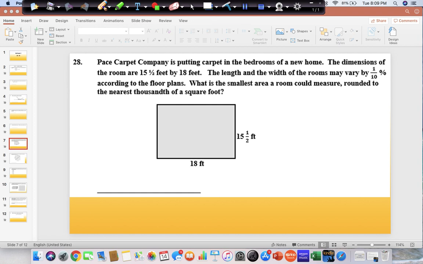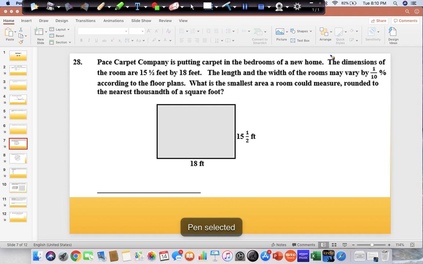Pace Carpet Company is putting carpet in the bedrooms of a new home. The dimensions of the room are 15 1/2 feet by 18 feet. The length and width of the room may vary by 0.1% according to the floor plans. What is the smallest area a room could measure, rounded to the nearest thousandth of a square foot?